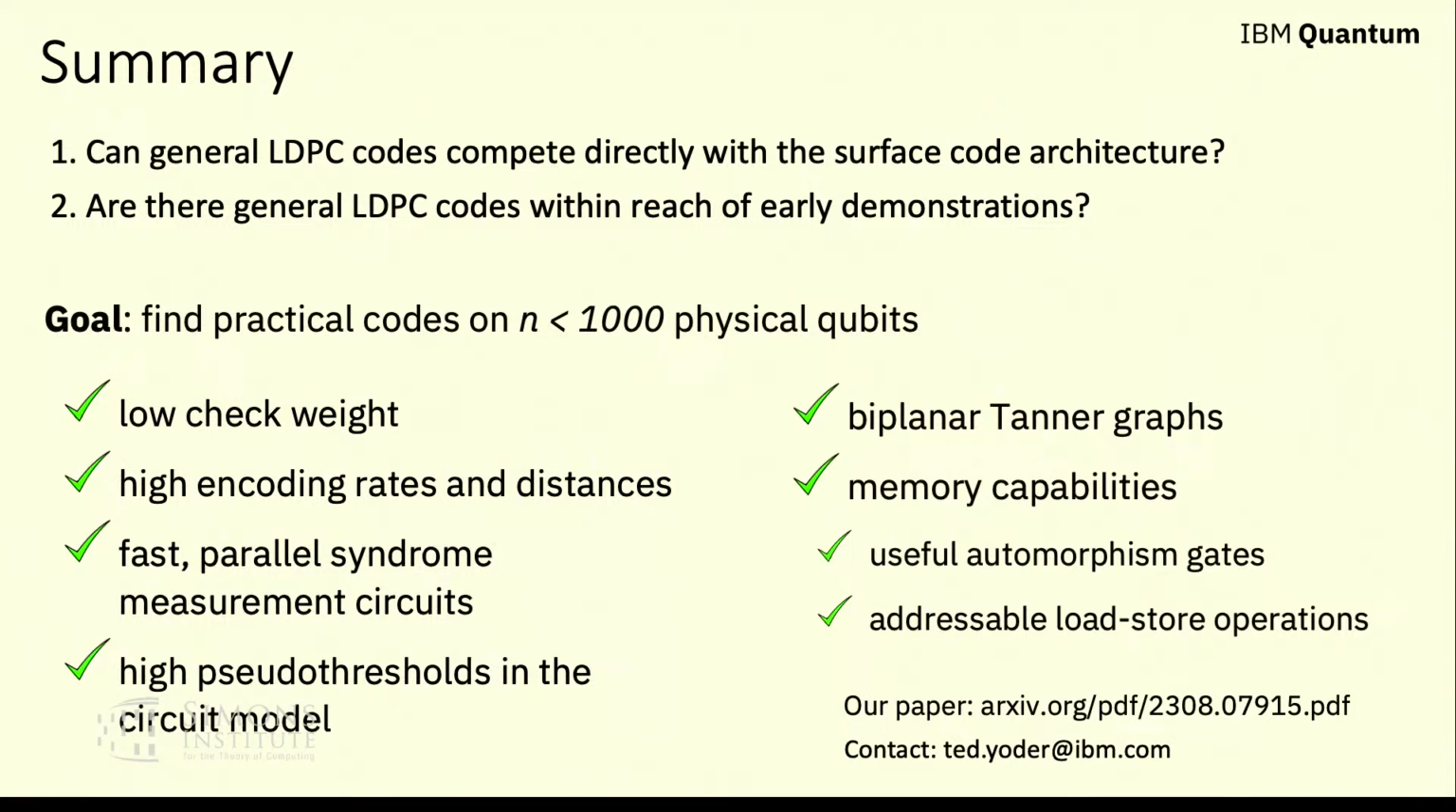Okay, so with that, let me conclude. What I hope to convince you of is that there are practical LDPC codes on less than 1,000 qubits. They have a bunch of nice properties which make them competitive with the surface code and hopefully implementable on superconducting hardware or others. I think these codes and their performance are generally encouraging for using codes that are beyond the surface code. You can check out the paper, which will be updated soon, and you can also contact me for more info. Thank you.